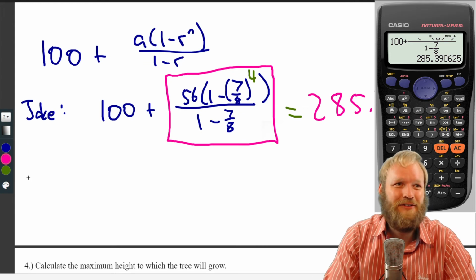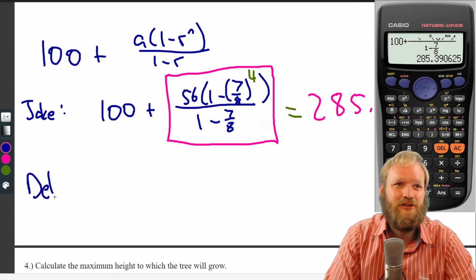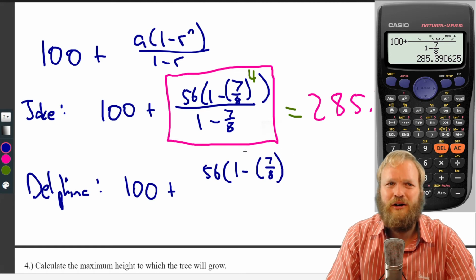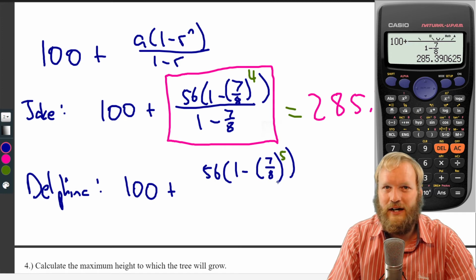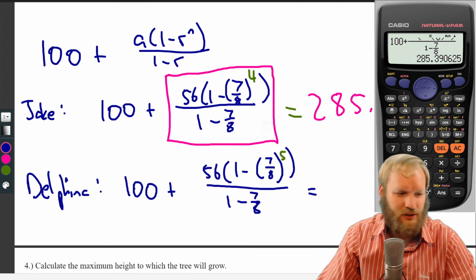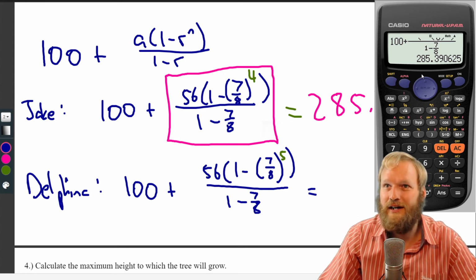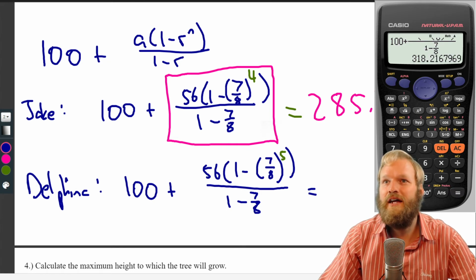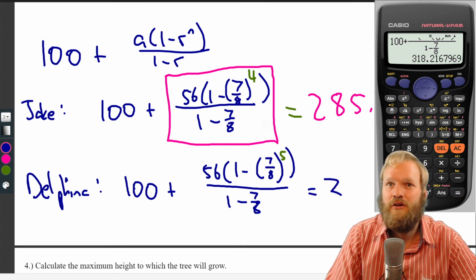Okay, what about Delphina? So Delphina's going to do a similar calculation. 100 plus 56, 1 minus 7/8 to the power. Now we've played this game already, so we know that's 6 years. We're going to have to put a 5 there, over 1 minus 7/8 equals. Now what's cool about our calculator is that I haven't removed this stuff, so I can just change this here to a 5 and 318.22.